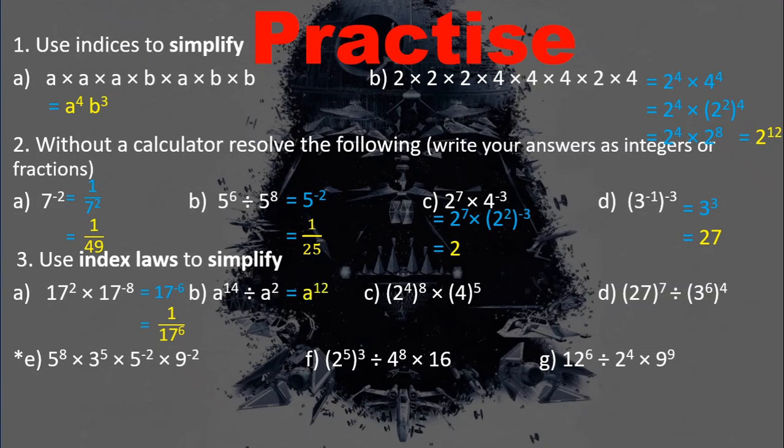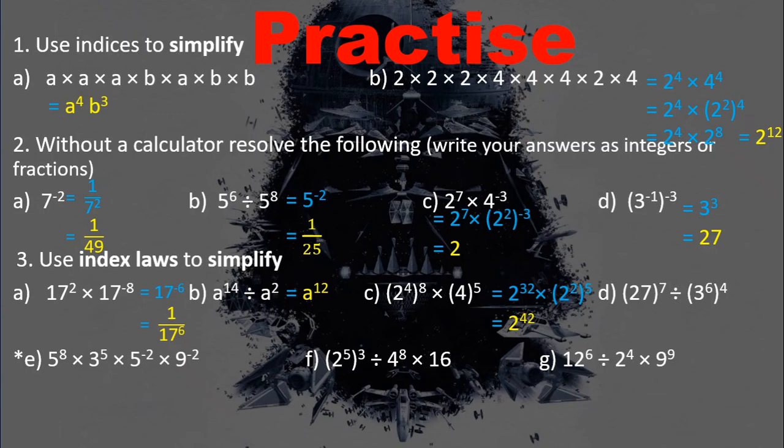Question B. Question C. These two index terms don't have the same base, but remember that 4 is the same thing as 2 squared. So simplifying using the power law for the first one, that's 2 to the power of 32. And this is 2 squared to the power of 5, which would be 2 to the power of 10. 2 to the power of 32 plus 10 is 2 to the power of 42.